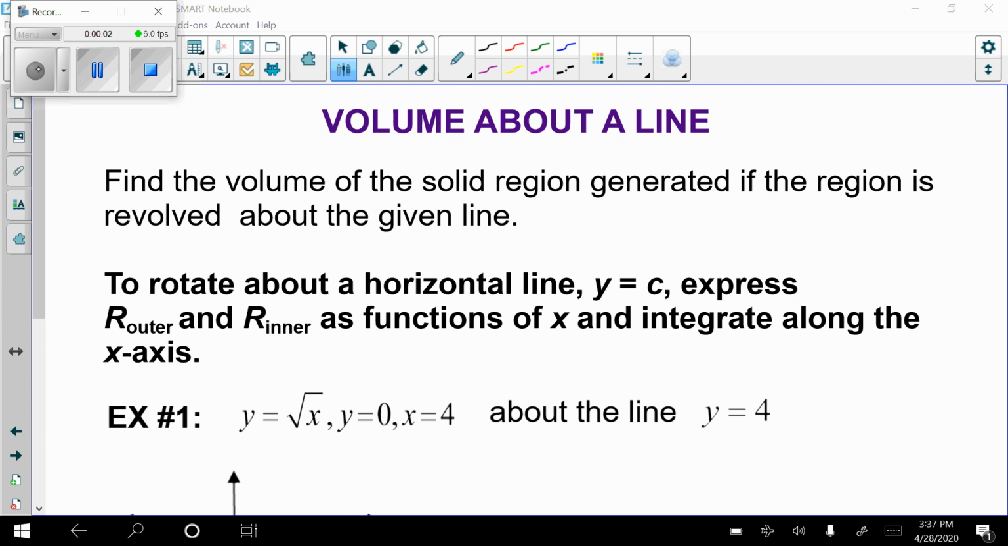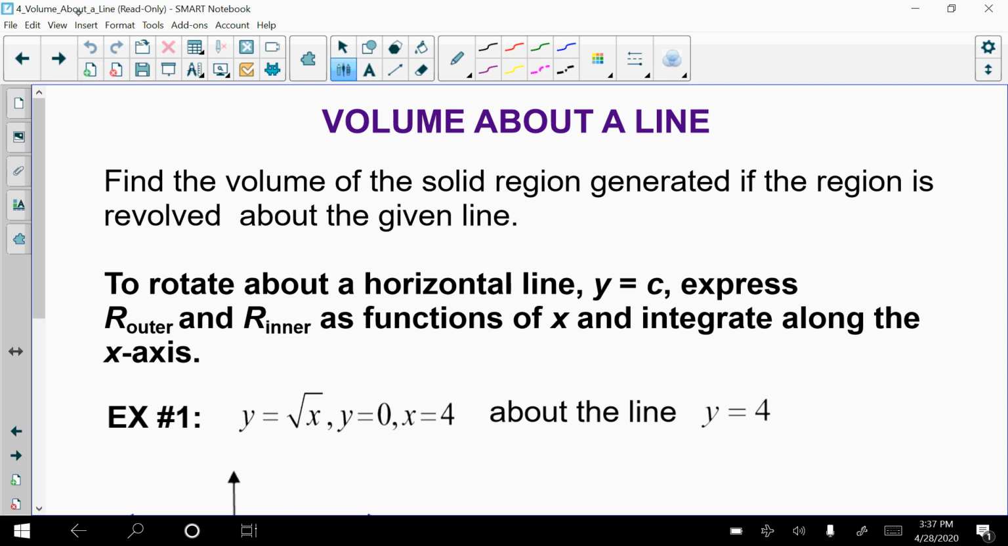Hey there, everybody. What we're going to be taking a look at in this video is how to determine the volume of a two-dimensional figure as it's rotated around a line, creating a three-dimensional shape. But we're going to be revolving this figure around a line that is not the x or the y axis.